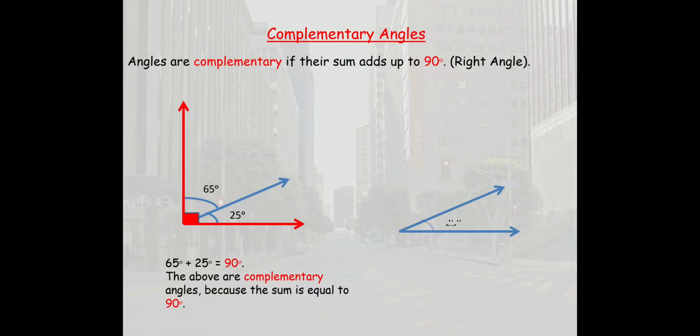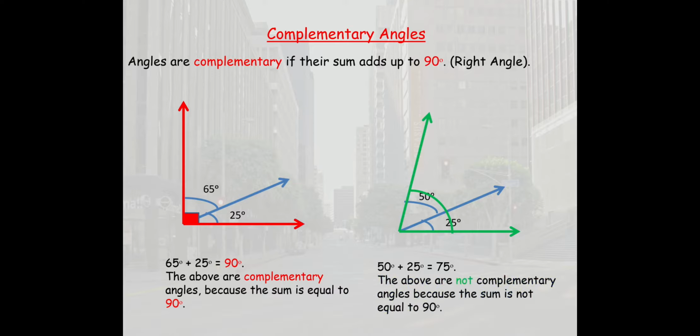Now here we have another angle that's 25 degrees, and this is 50 degrees. So 50 plus 25 is 75 degrees, as you can see. And this is not a right angle. Therefore, the above are not complementary angles because the sum is not equal to 90 degrees.